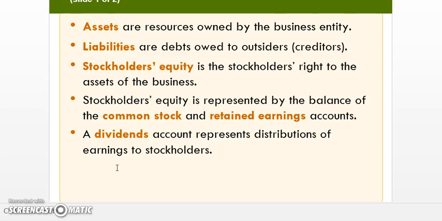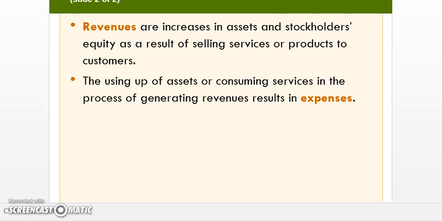contributions by the owners in the form of common stock, and retained earnings is the amount that is the income that is retained in the business. Dividends represents payments paid by the corporation to the stockholders. Finally, revenues, of course, are sales of services and or products, and expenses are cost of doing business.